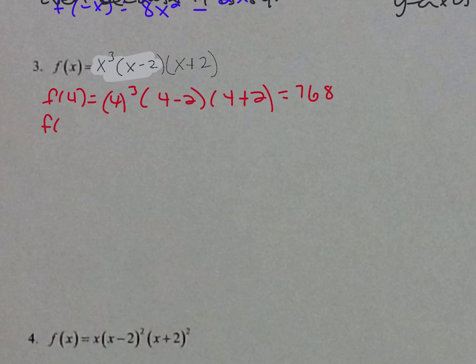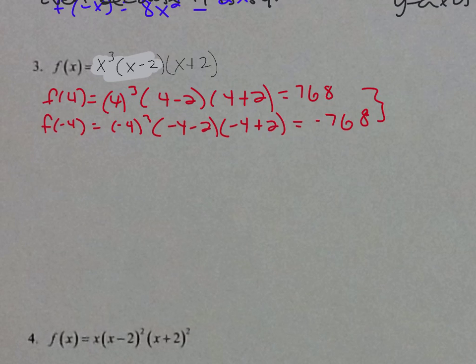Now we're going to do f of negative 4. So it's negative 4 to the third power times negative 4 minus 2 times negative 4 plus 2. And you get, plug it into your calculator, negative 768. So what do you notice about these? These are opposites. So opposites means that it's odd. Opposites odd. Now we want to be able to do it algebraically.